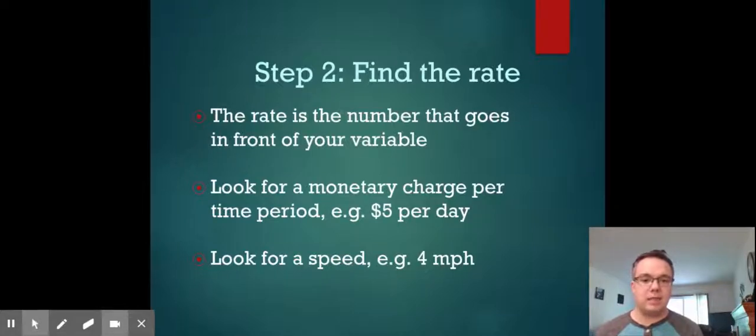If we're looking at direction or speed, we're going to be looking for miles per hour, kilometers per hour, feet per second. So that word, per, or for each, is really what's going to tell us that we found a rate. And that is going to be the number we put in front of our variable, so we're going to multiply it by our variable. If we're looking at per days, our variable we declared should probably be something about days. So they're going to be related, and we're looking for the words per or for each, and we're going to put that in front of the variable.